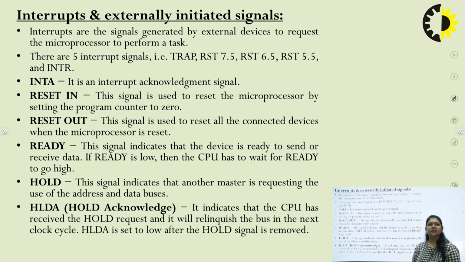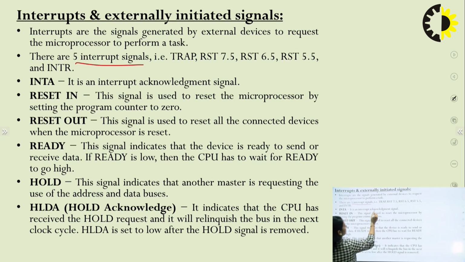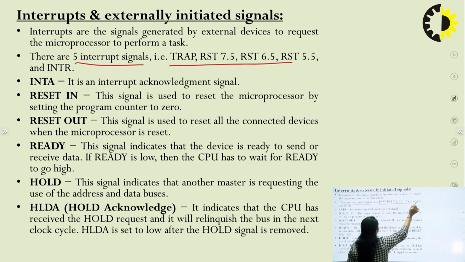The data on this line is loaded in the accumulator whenever a RIM instruction is executed. So internally and externally initiated signals, interrupts here are, we have 5 interrupt signals in the 8085 microprocessor. These are TRAP, RST 7.5, RST 6.5, 5.5 and INTR and INTA bar. INTA bar is an acknowledgement signal. Suppose the microprocessor gets an interrupt request and has resolved that interrupt, it will pass that interrupt acknowledgement signal. In that case, this signal is transferred.